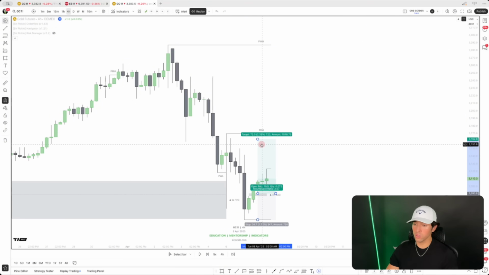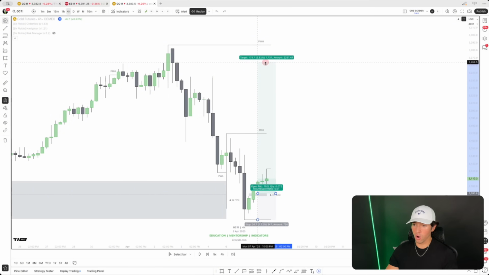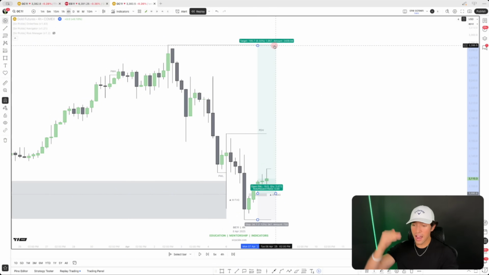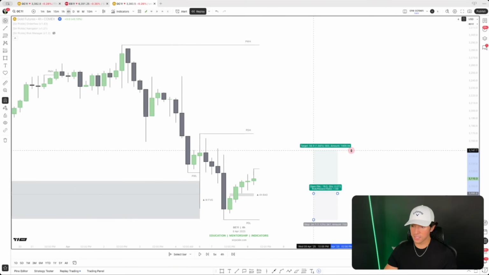Or you can do whatever you typically target. You can go for 3R, you can go for 4R, or you can go for the entire context, which is just targeting that external range liquidity. It's really up to your personal preference, just what you're comfortable with. Me personally, I am more of a static 2R guy.